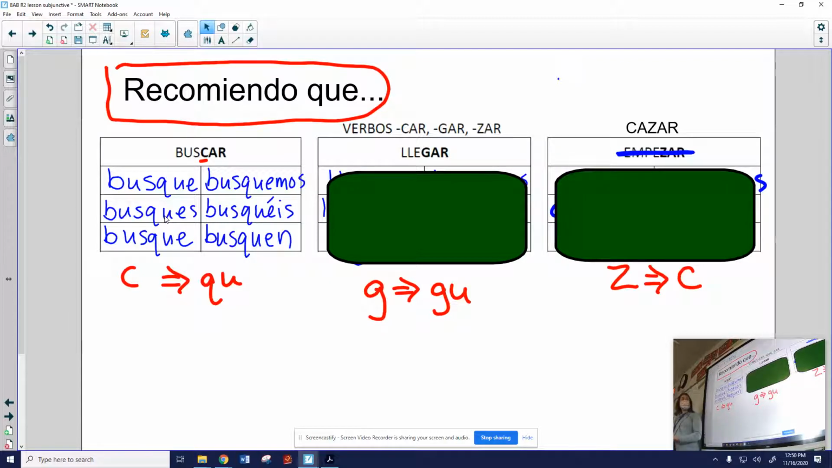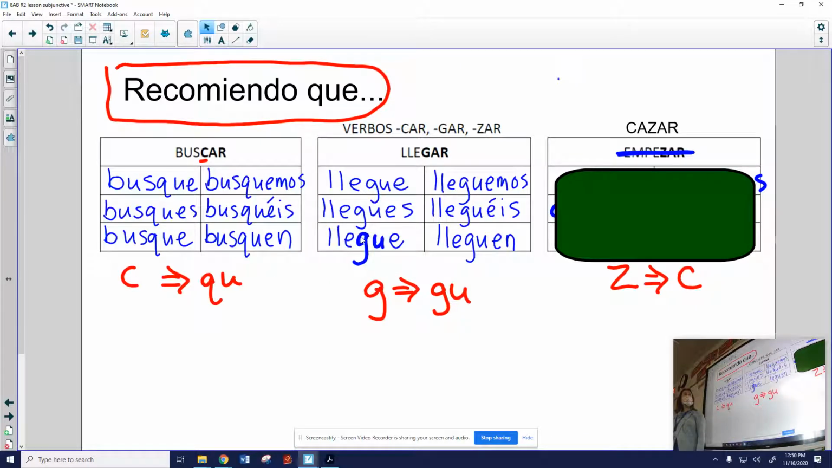So for car verbs like buscar, the C changes to QU in the subjunctive mood. For example, I recommend that you search for your passport again because you need it. Recomiendo que busques el pasaporte otra vez. Busque, busques, busque, busquemos, busquéis, busquen. Gar verbs, G-A-R, have a spelling change from G to GU in the subjunctive mood. Llegar means to arrive. Llegue, llegues, llegue, lleguemos, lleguéis, lleguen.